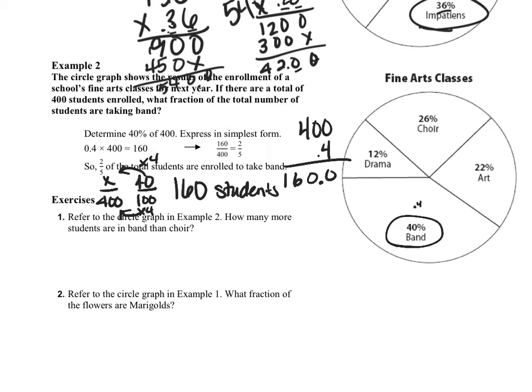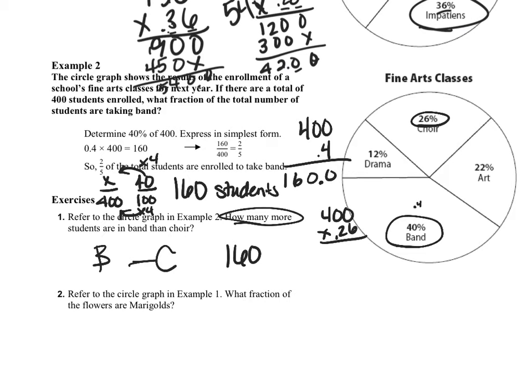Anything to do with percent, you can usually put it in a percent proportion. But sometimes you just want to multiply. I know y'all like to multiply. It says refer to the circle graph in example 2. How many more? Here's that wording again. How many more? So we're going to subtract. How many more are in band than choir? Band we already know is 160, because we already found that, right? Choir is 26%. So we're going to say 400 times 0.26.